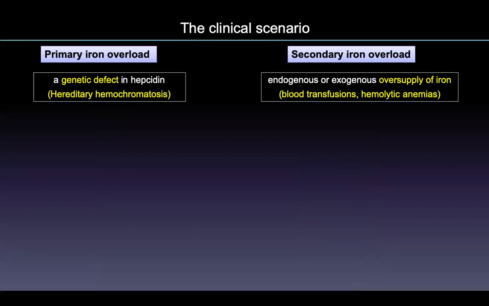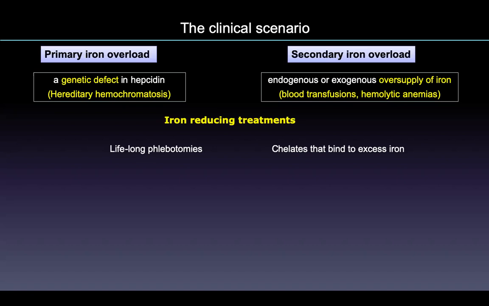Well, iron overload can be primary, like in hereditary hemochromatosis, when there is a genetic defect that increases the absorption of iron, or it can be secondary to an oversupply of iron, like in chronic blood transfusions or hemolytic anemias. And those patients with iron overload need iron-reducing therapies, lifelong phlebotomies in cases of hereditary hemochromatosis, or chelates that bind to excess of iron in cases of secondary iron overload. And this is to prevent, of course, the iron toxicity.